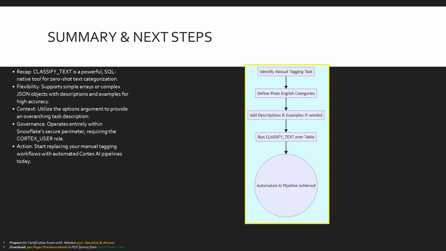Let's summarize what we've learned. Classify text empowers you to perform advanced, natural language categorization directly within your SQL queries. Whether you use simple string arrays or highly detailed JSON objects with examples, it offers the flexibility needed for enterprise accuracy. By leveraging task descriptions and adhering to plain English best practices, you can automate tedious manual workflows like ticket routing and sentiment tagging. Most importantly, it does all of this within Snowflake's secure boundary, ensuring your data never leaves your control. It is time to start building smarter, AI-driven data pipelines.